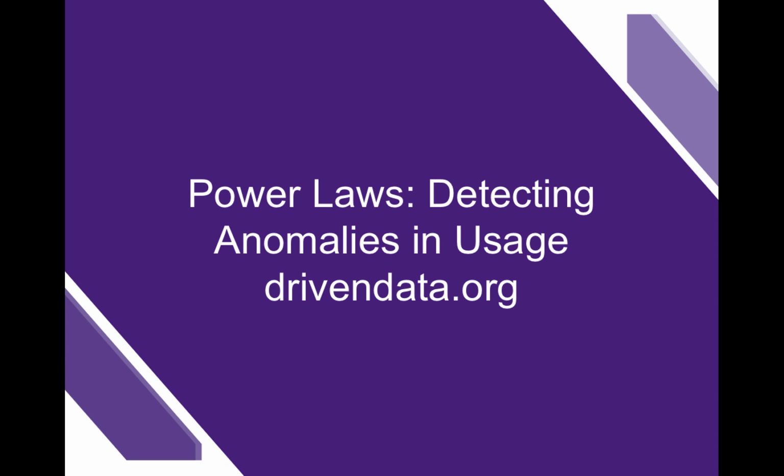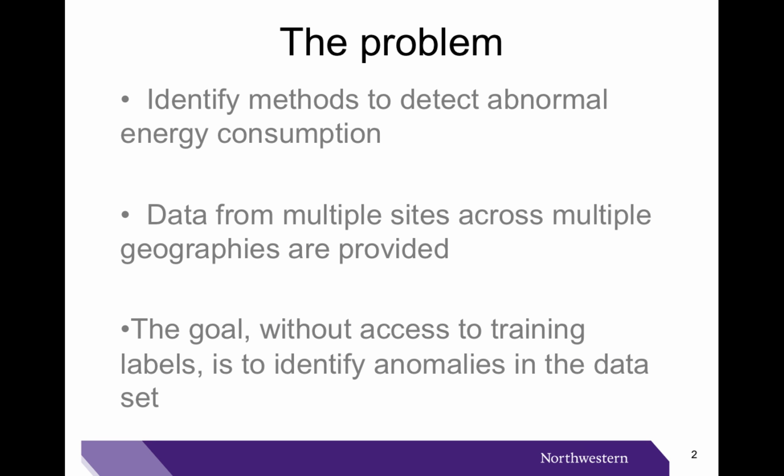The project we worked on was from drivendata.org. It was one of three power laws projects that have recently been posted, and the one we decided to work on was detecting anomalies in usage. This problem was posed to identify methods to detect abnormal energy consumption. Data from multiple sites across multiple geographies are provided, with the ultimate goal being to identify anomalies in the data set, with the catch and the real challenge that there's no labeled data. So we had to build models to identify the outliers ourselves.